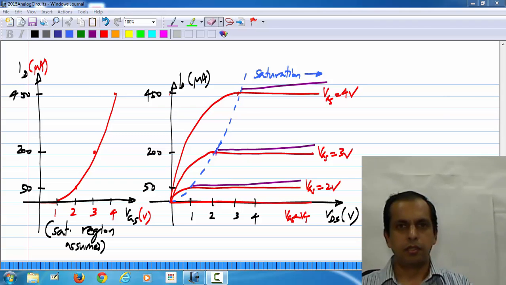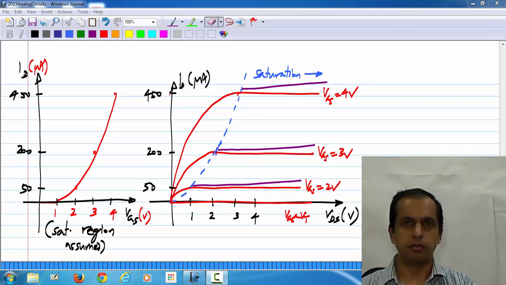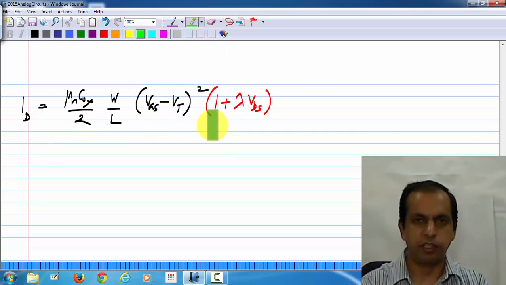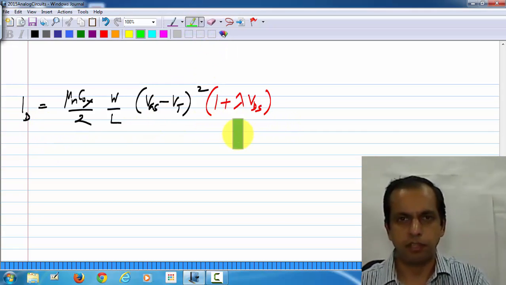We now know that the ID-VDS characteristics of a MOS transistor, or the port 2 characteristics of a MOS transistor, are not exactly flat in the saturation region. They have a slight upward slope. The current does increase slightly with increasing VDS. In terms of the expression for the current, we have this additional factor 1 plus lambda VDS.